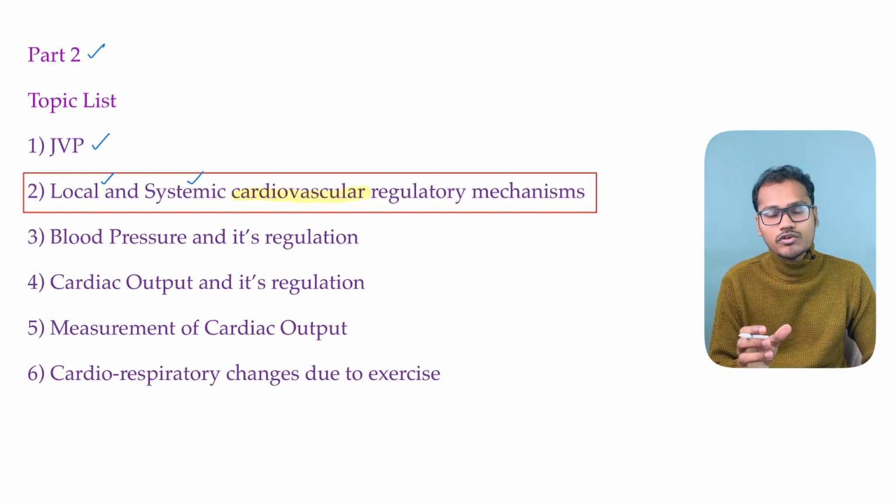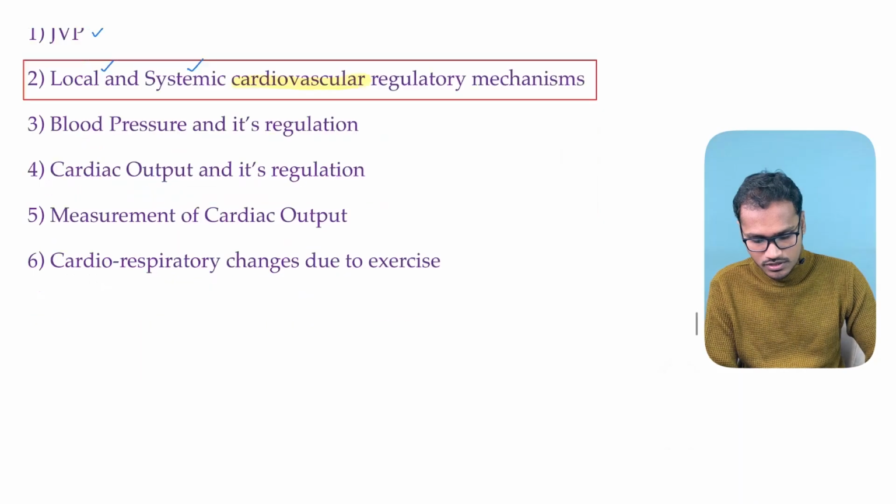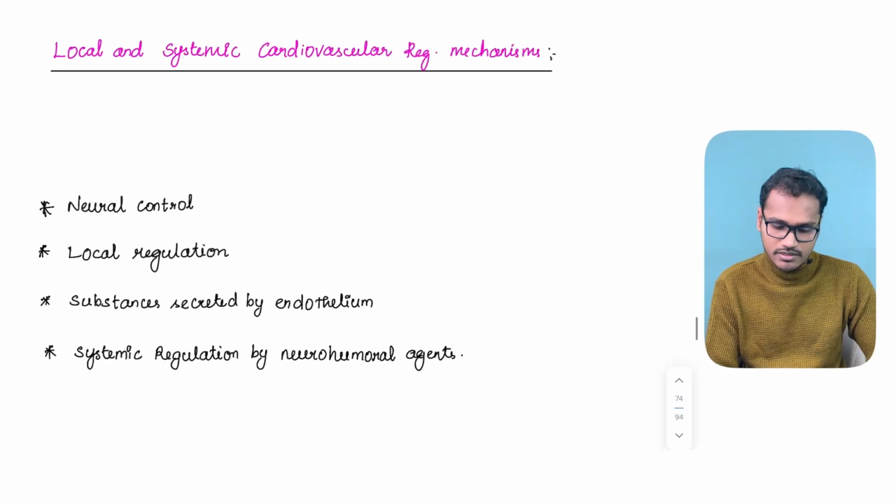So this is an overview. Sometimes the examiner asks a question in the theory paper like local and systemic control. You can use the help of this video and write under these subheadings. So let's get into the topic, local and systemic cardiovascular regulatory mechanisms.